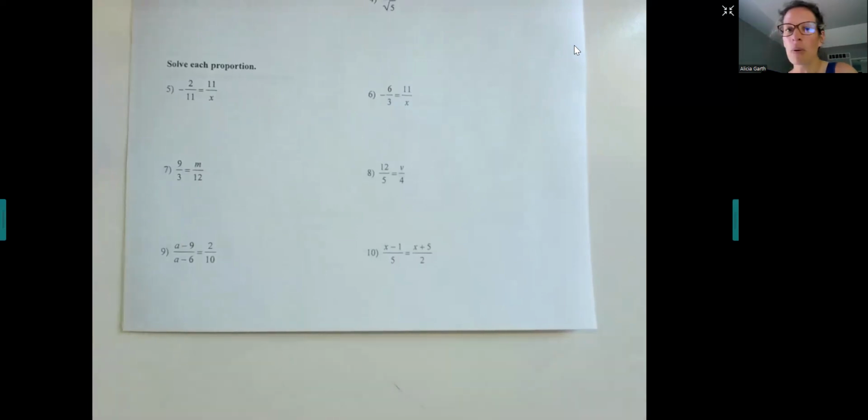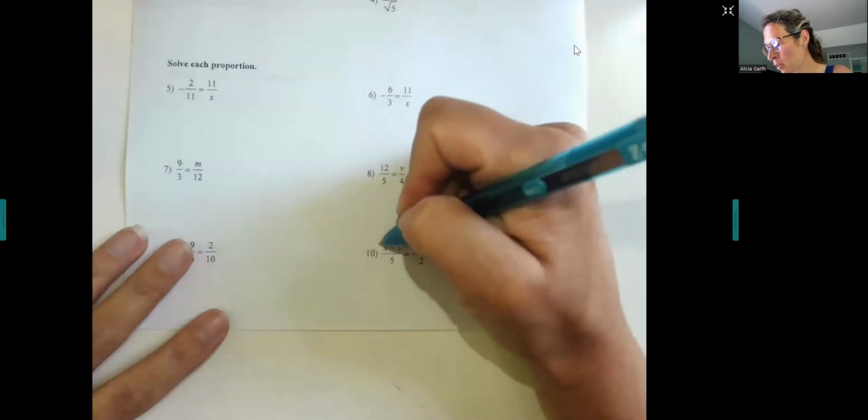In geometry, we work with proportions a lot. Proportions are fractions that are set equal to each other. So these two fractions and number 10 are set equal to each other. And we're going to cross multiply so that then we can solve. So I am going to cross multiply.